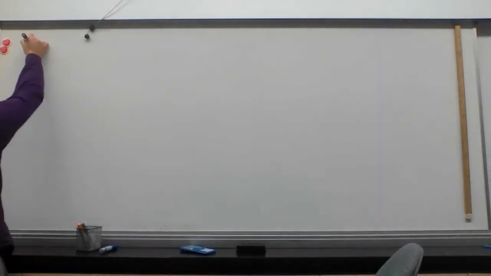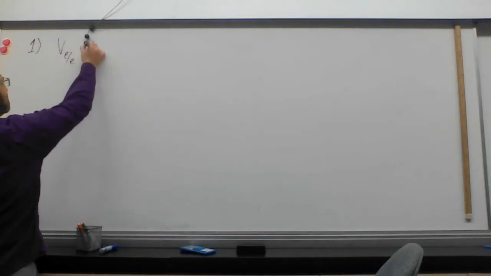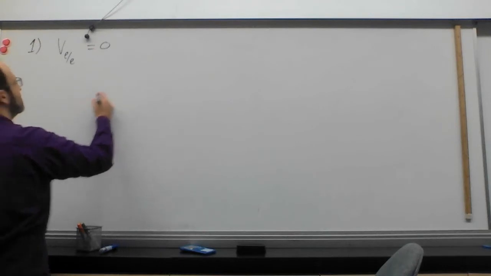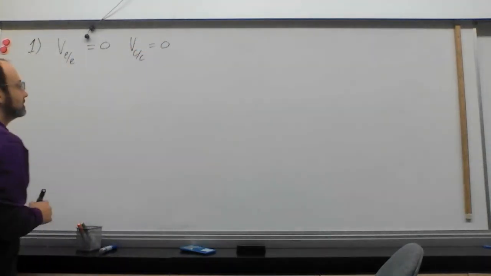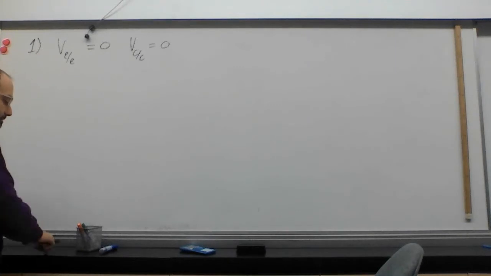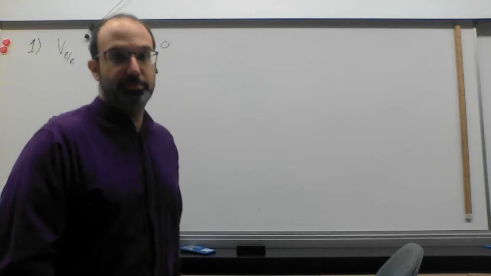So rule number one, the velocity of the Earth with respect to the Earth is 0. The velocity of a car with respect to the car is 0. That's it. If you move with something, it does not appear to move.